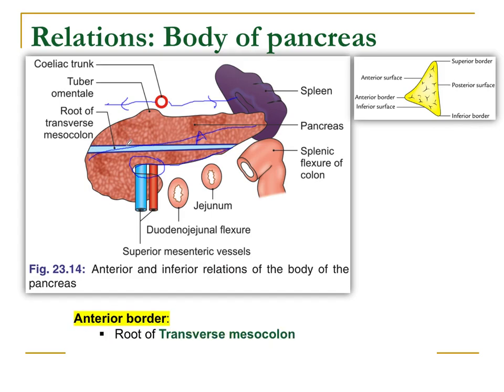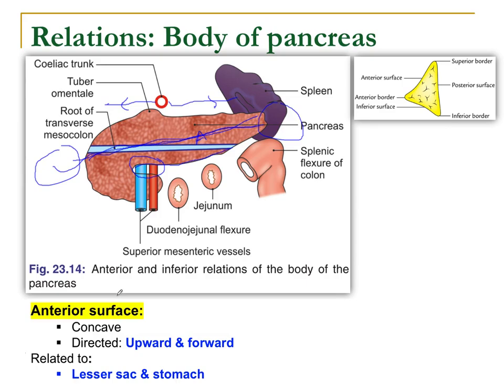That one is the transverse mesocolon that is moving from the right side to the spleen, from the right hepatic flexure to the left splenic flexure. So here you will find the transverse mesocolon. Again, what are the structures that you see? If you see here, this one is the anterior surface, just above the anterior border, or between the anterior border and superior border. This one is the superior border, this one is the anterior border, and between them you will find the anterior surface.